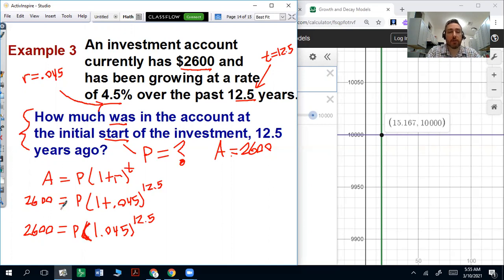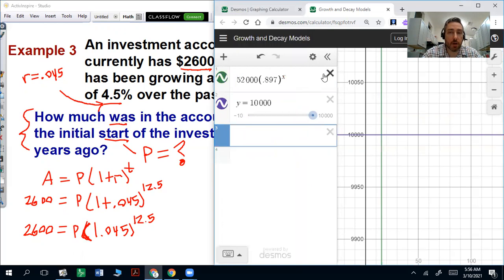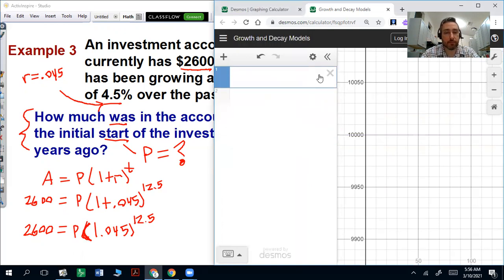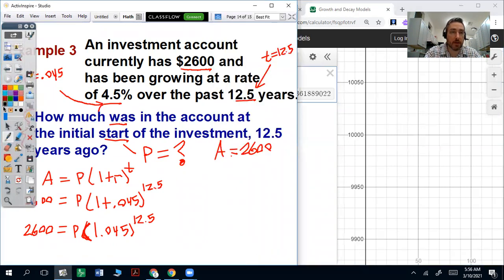Now, if you're trying to solve this using an equation, you can actually figure out what is 1.045 raised to the 12.5 power. And you end up getting 1.7336188900022. So you could actually just say 2,600 is P times that number, and then at the end divide to solve for P. And so I think most people probably prefer that method. So I'll show that method first.